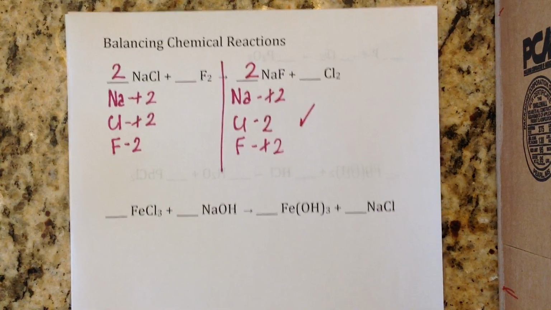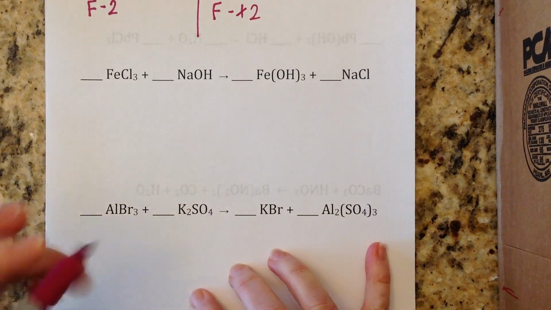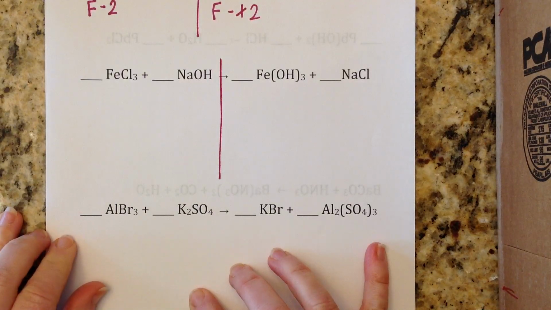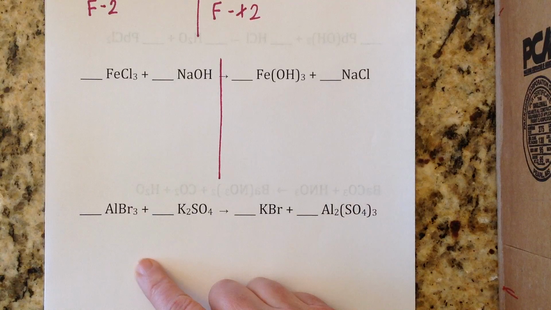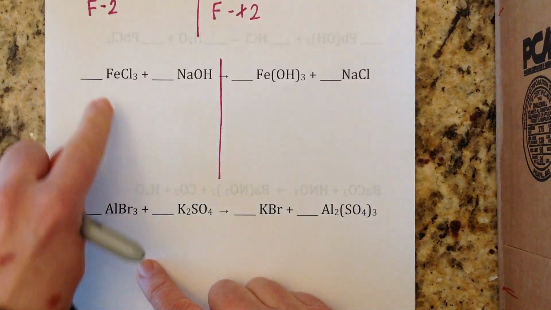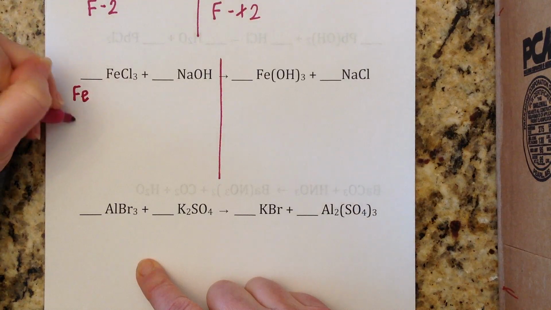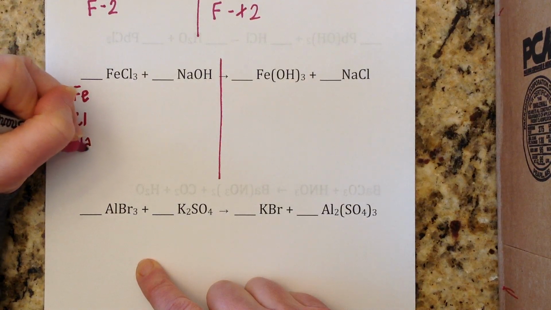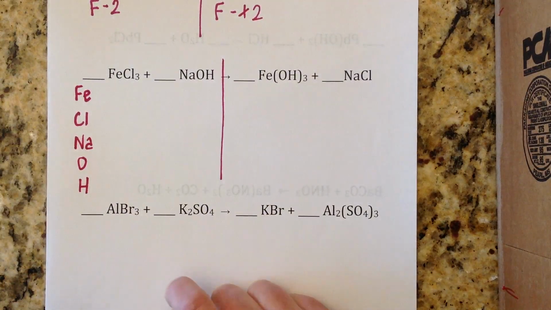So let's look at another one. First thing we do is divide this reaction in half, and hopefully you've paused and taken a second to write this down. So now we're ready to take the atom inventory. On this side I have iron, chlorine, sodium, oxygen, and hydrogen. Got a lot of stuff going on there.